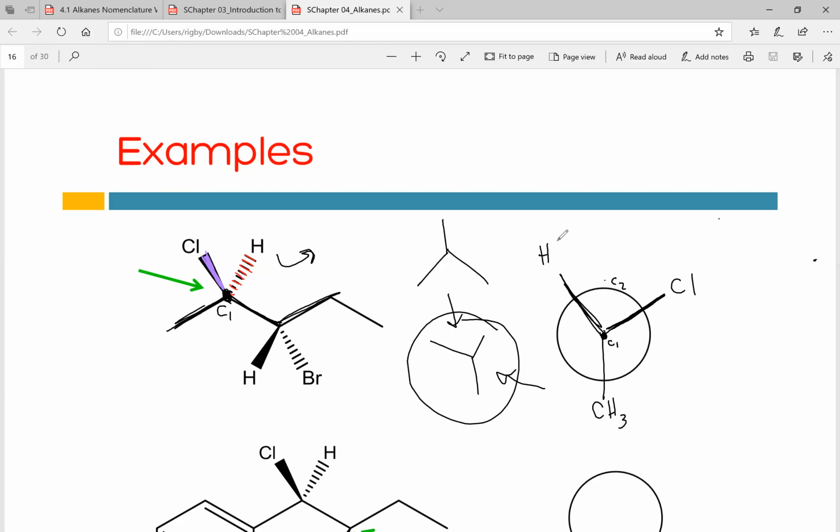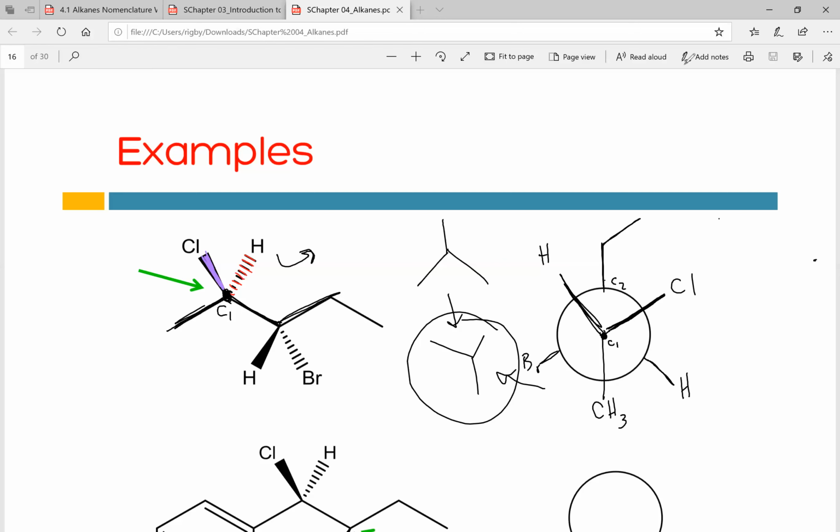This actually is probably the easier part, because whatever was a solid wedge on the back is just going to line up with what was a solid wedge in the front. So CL was our solid wedge in the front, and H is our solid wedge in the back, so they're both going to end up on the same side. H was our dashed wedge in the front, BR is our dashed wedge in the back, they're on the same side. And finally, our ethyl group here was on a line, so it's going to either be straight up or straight down, in this case, straight up.